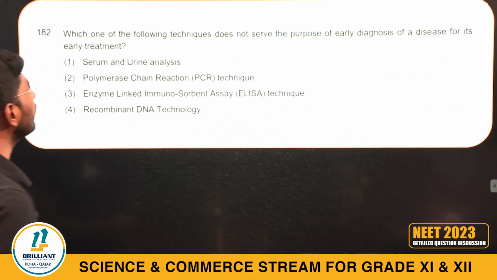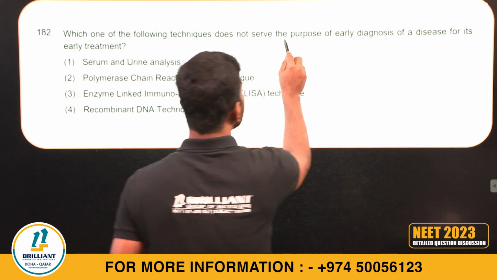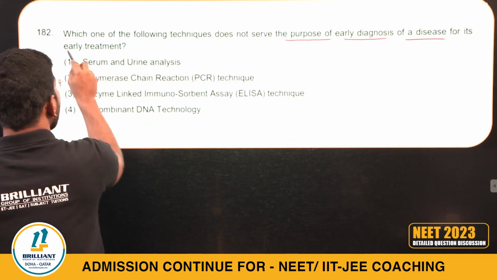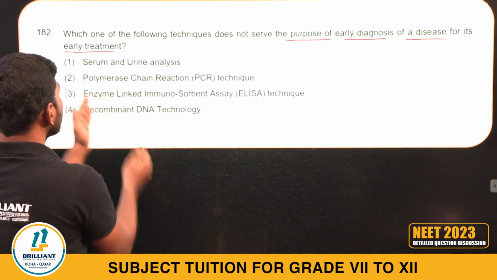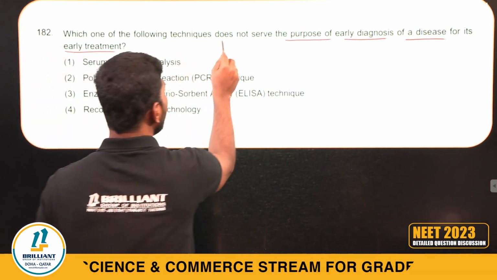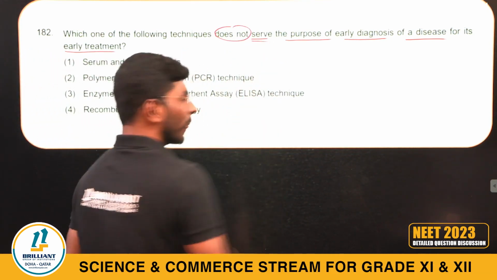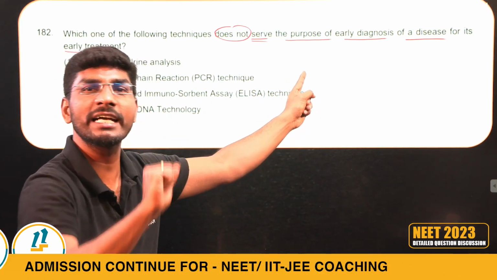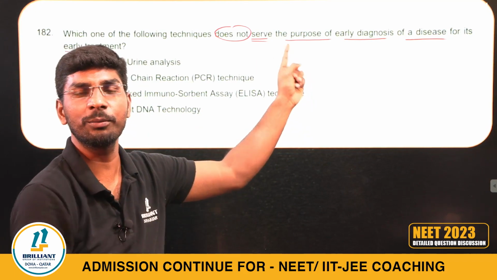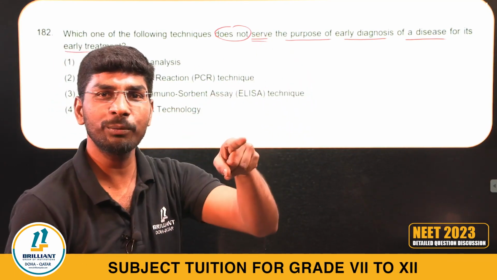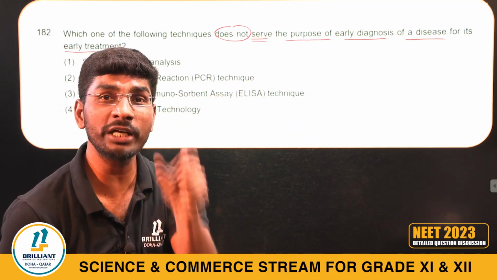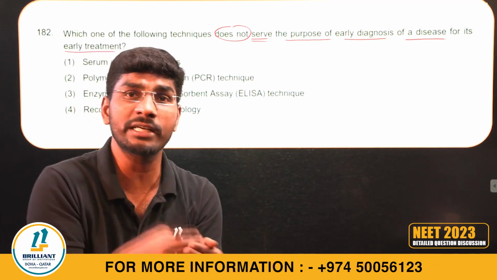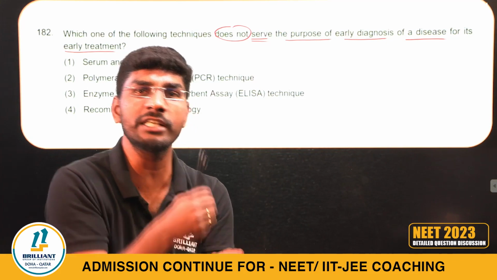182. Which of the following techniques does not serve the purpose of early diagnosis of diseases for early treatment? What they're asking is which one of the following techniques does not serve. It's the same question we discussed before the NEET examination in the Brilliant YouTube classes. I told you there are 3 techniques for early diagnosis, what they call early identification of diseases.